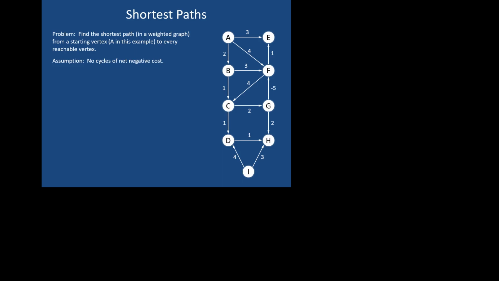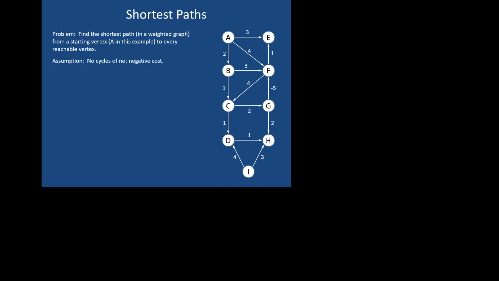Now, we're going to make an assumption in all the algorithms you look at for solving this problem that there are no cycles of net negative cost. So what is a cycle of net negative cost? What's that sound like? Yeah. Just the whole pathway around that will not result in the full path equaling something negative. Okay, so we don't want any cycle to be negative.